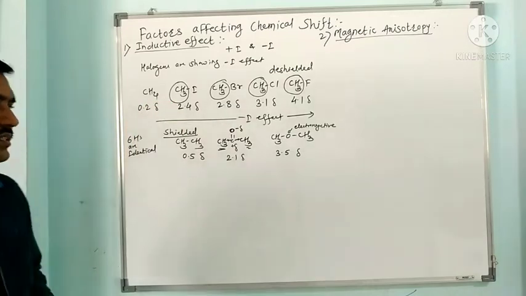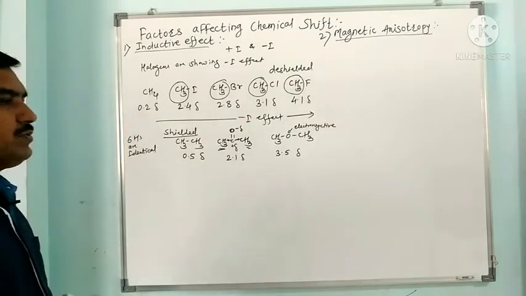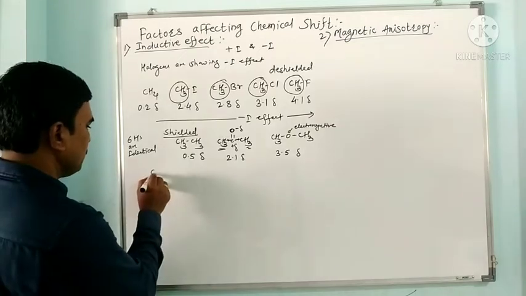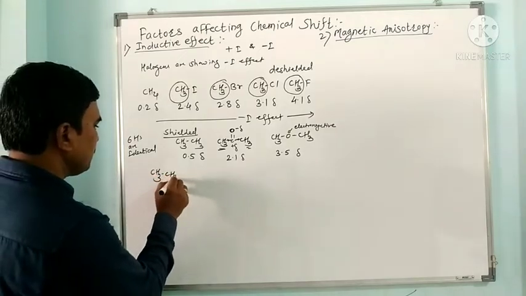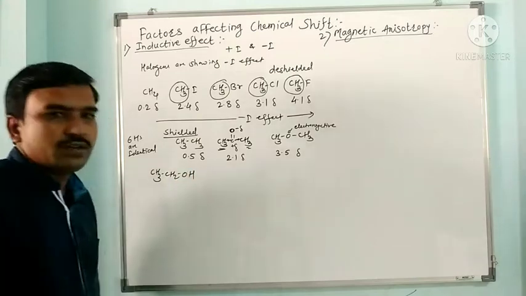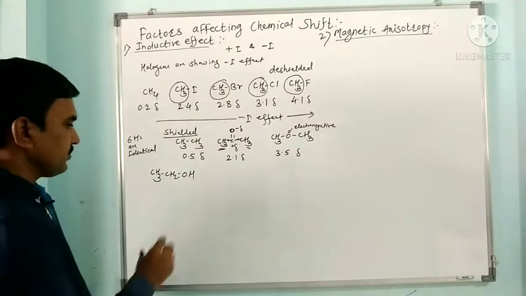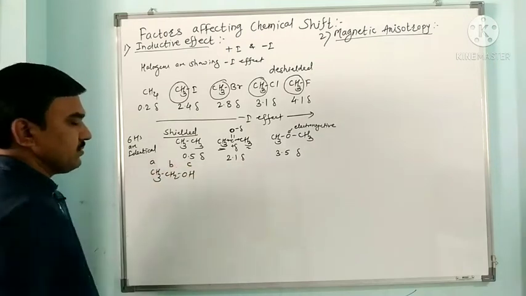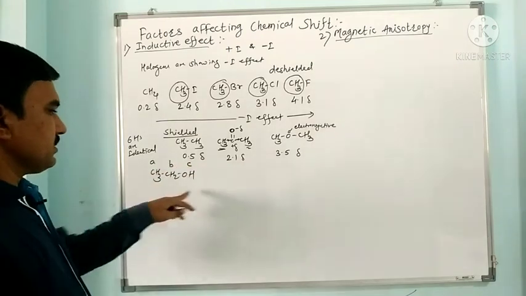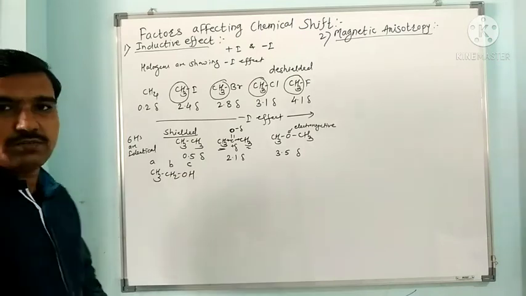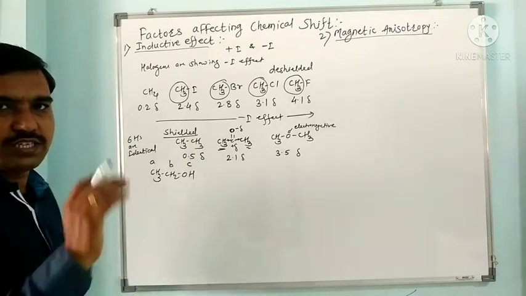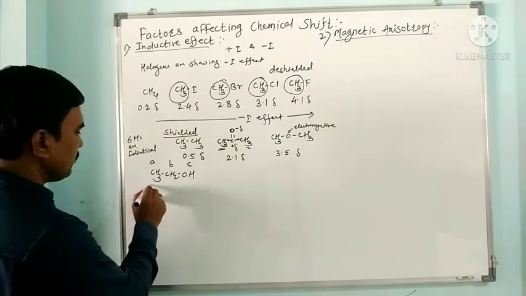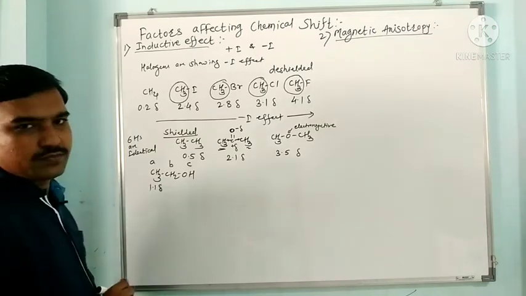So these are the examples we have seen. Now consider a simple molecule such as ethanol, ethyl alcohol, CH3CH2OH. In this ethyl alcohol we will have three signals, A, B and C, as we have seen in the earlier lecture. These three signals are given by ethanol because of the three kinds of protons here. But here the chemical shift of this is around 1.1 delta.